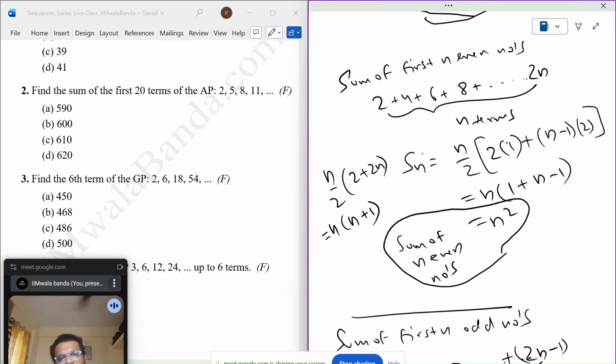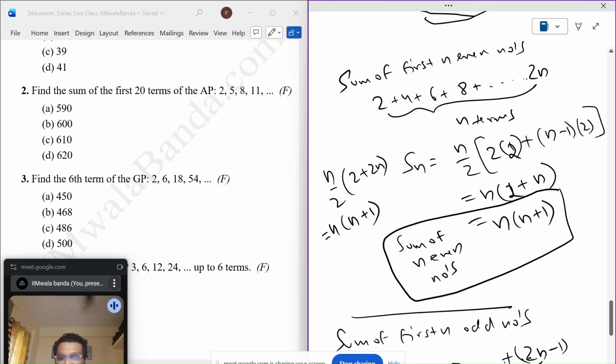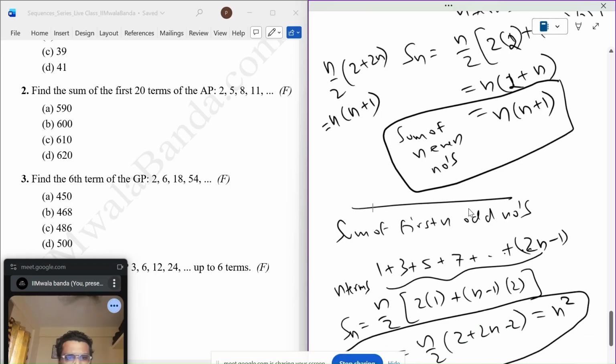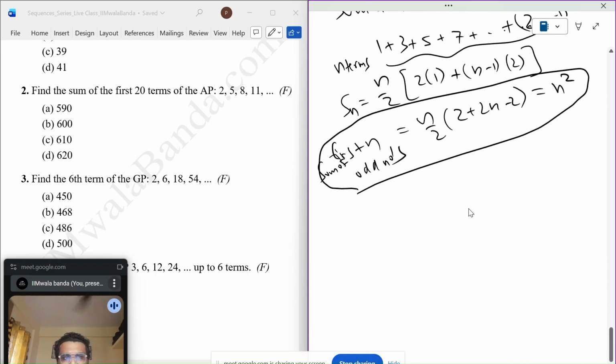2a, okay. See, a was 2, right? So I've basically made a mistake. It's 2. So 4 plus 2n minus 2, or 2 plus n, or n into n plus 1. This is the sum of first n natural numbers. I hope this is clear. And similarly, the sum of first n odd numbers is n square.